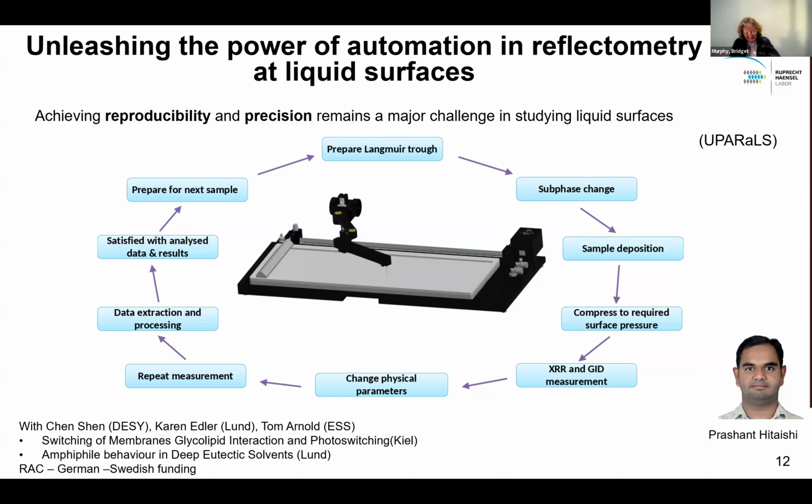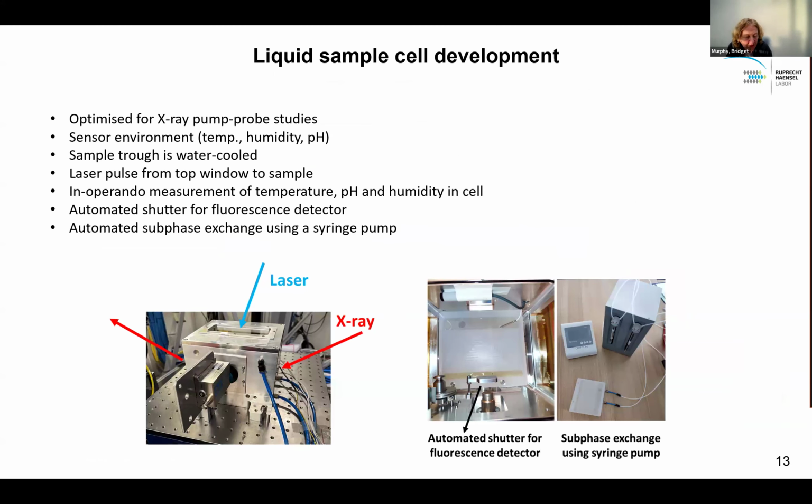I'll give you some examples in a minute. And on the neutron side, Karen is focused on amphiphilic behavior in deep eutectic solvents. So the idea is to build similar systems at the X-ray and at the neutron source, and then to exchange the experience in the automation. We're waiting for our new Langmuir trough at the moment, and in preparation, we're also working on flow.